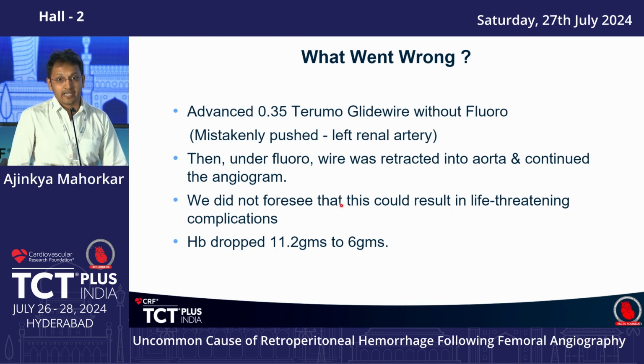By the time we did her CT angio and we took her to cath lab for embolization again, her hemoglobin had already dropped from 11.2 to 6 grams. And this in a patient with severe AS. She had a mean gradient of almost 50. So she was already hypoxic. She was receiving blood transfusions while we were embolizing her.